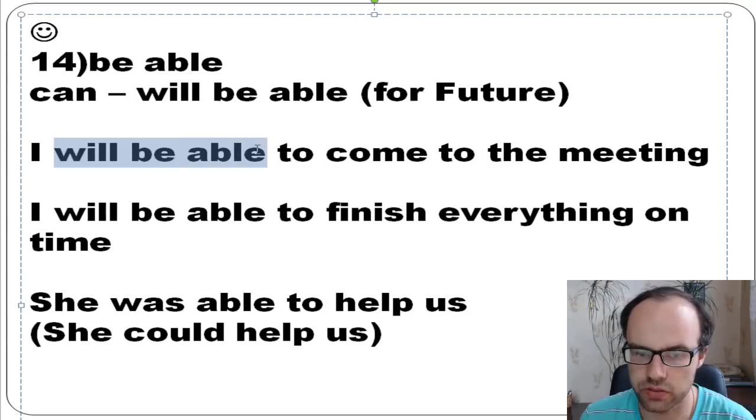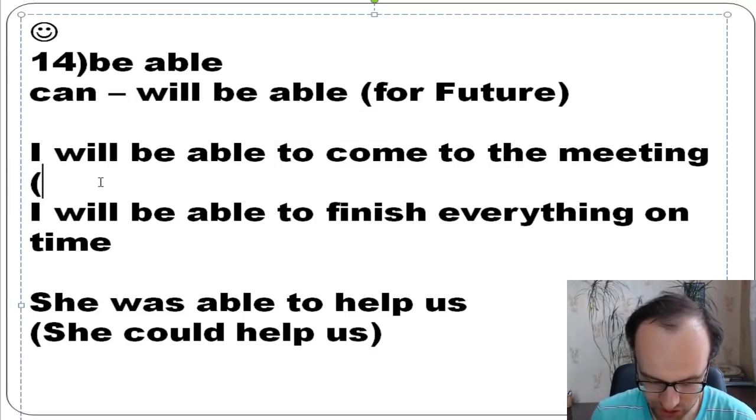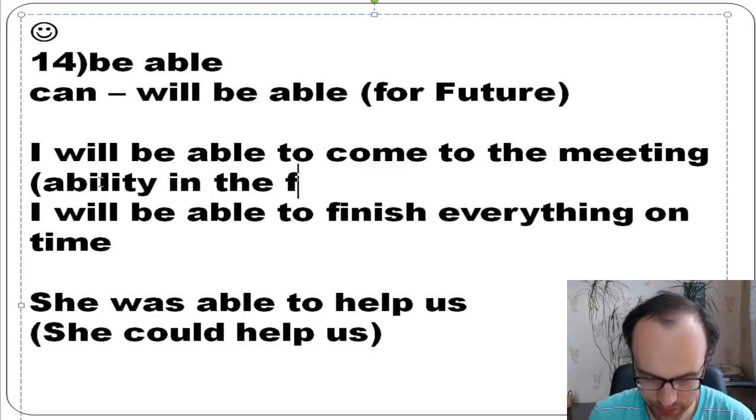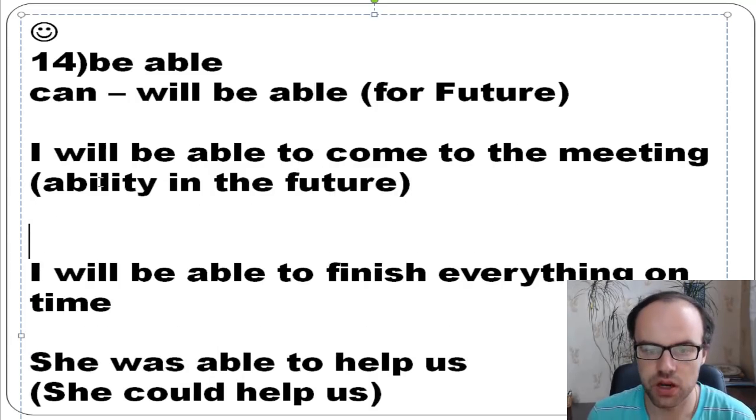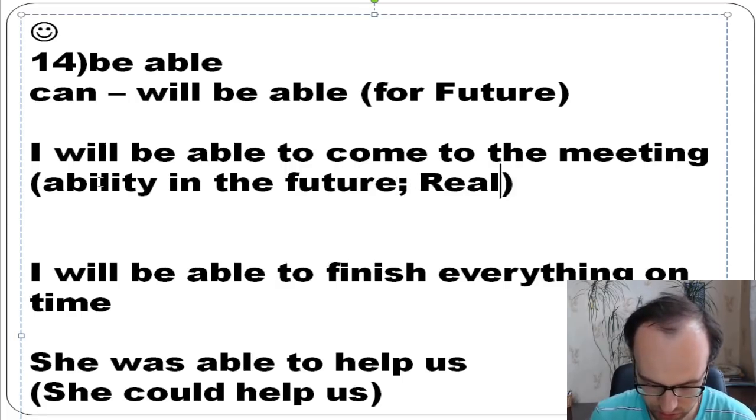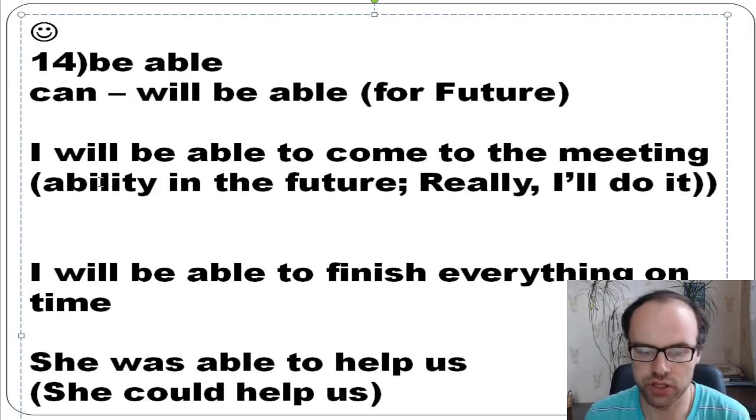to come to the meeting. So you can say I can come to the meeting, or I will be able, yeah, it means I can come to the meeting, but I will be able to come to the meeting. So it's for future. It's our possibility, our ability in the future. Okay? It means that really, I'll do it.